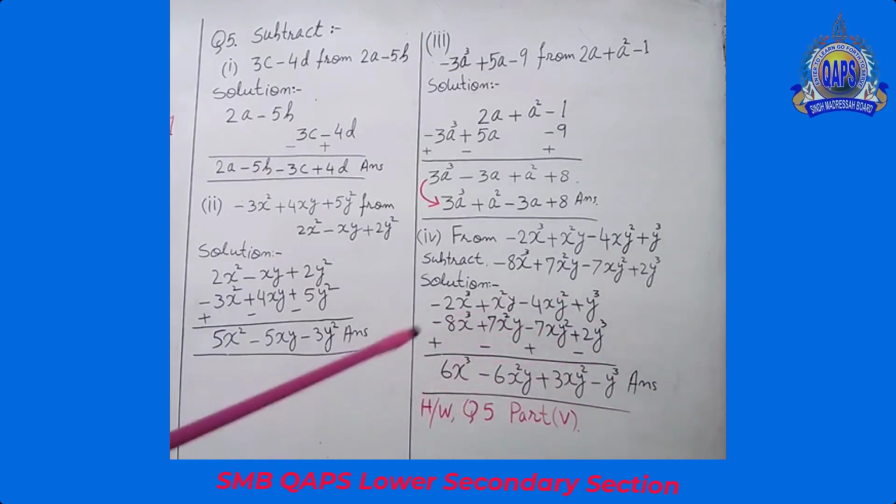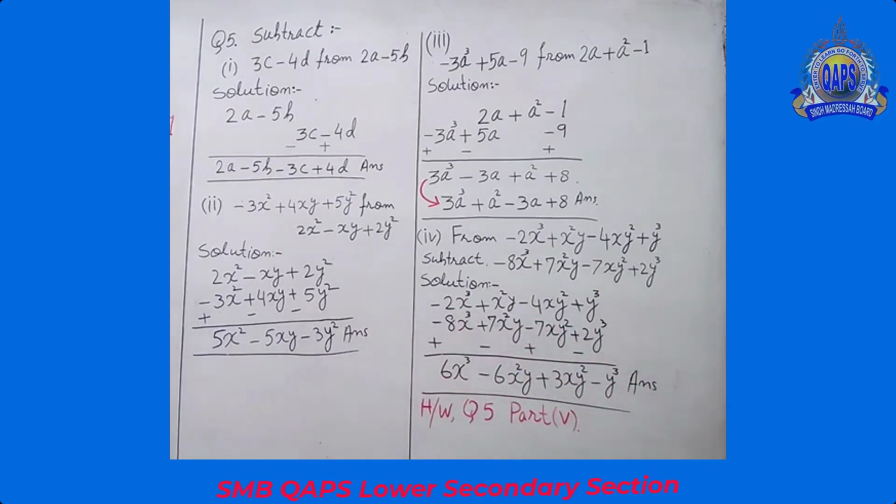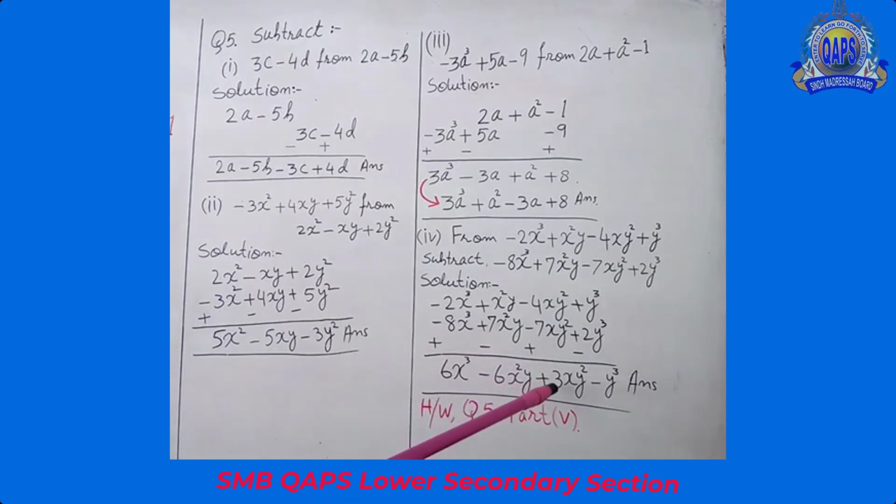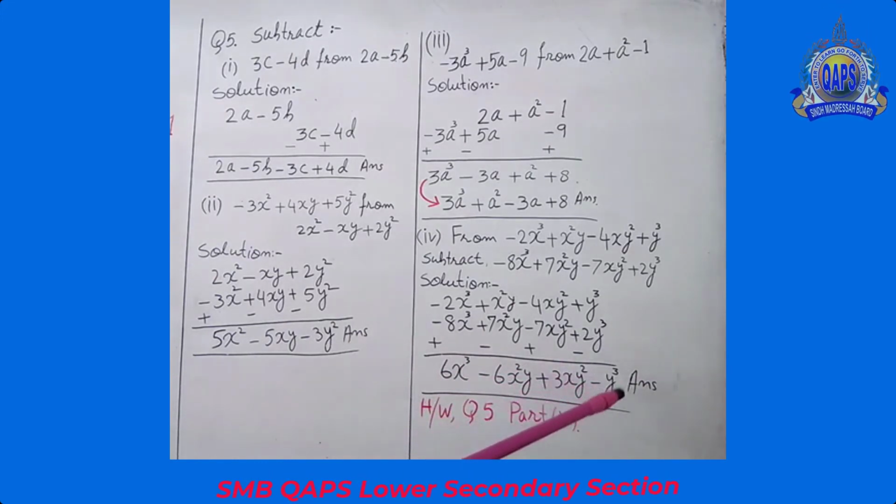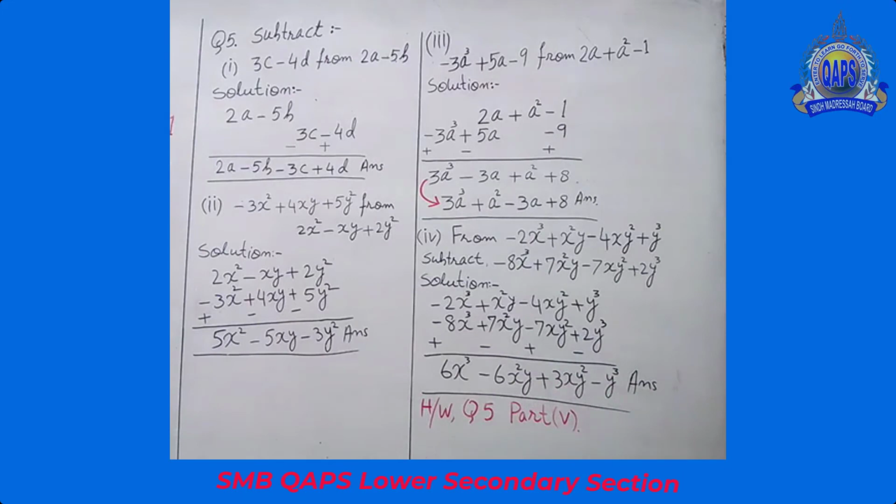Do it now. I told you many times, these all the things over here, so you can do it. See the answer over here: 6x cube minus 6x square y plus 3x y square minus y cube. Answer. Homework. Now question number 5, part number 5, you will have to do it by yourself.